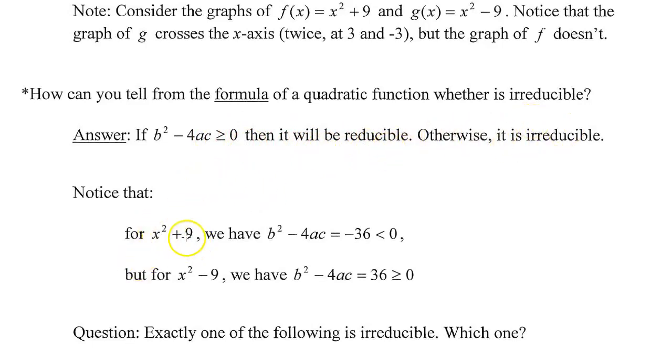So for example, x squared plus 9 is really like x squared plus 0x plus 9. So the a is 1, the b is 0, and the c is 9. If you work this out, b squared minus 4ac would really be 0 minus 4 times 1 times 9. It'd be 0 minus 36, so negative 36, which is negative. So in other words, you're getting imaginary zeros of this polynomial. But if you did x squared minus 9, the b squared minus 4ac ends up being positive 36. So if you get a negative discriminant, it's irreducible. If you get a positive discriminant, it's reducible.